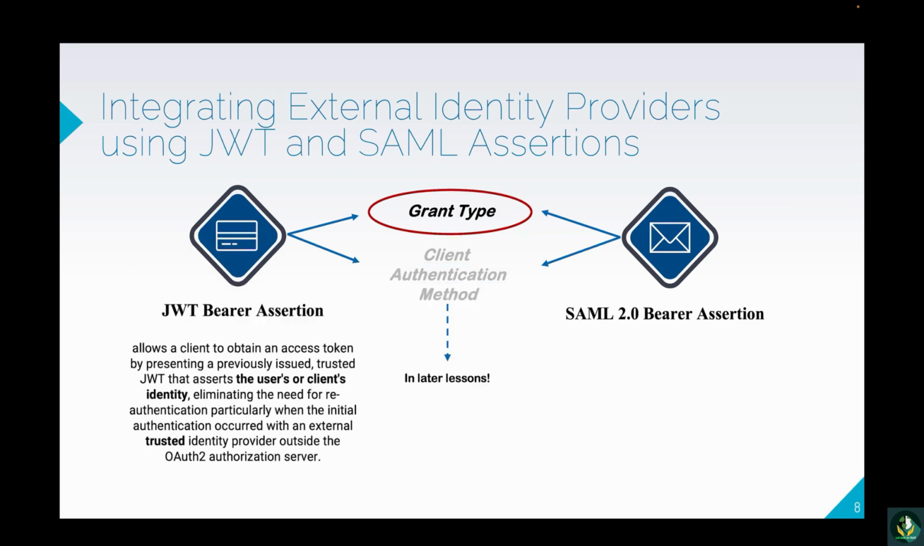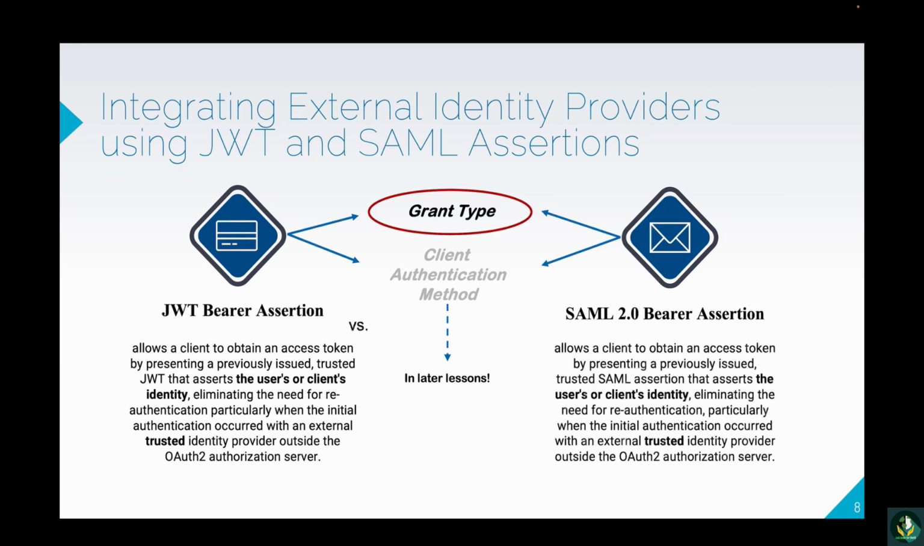In simple terms, the JWT bearer assertion flow allows a client to obtain an access token by presenting a previously issued trusted JWT that asserts the user's or client's identity, eliminating the need for re-authentication. The SAML2 bearer assertion flow works similarly, but instead of a JWT, it uses a SAML assertion. The key point here is that the identity provider must be trusted by the OAuth 2 authorization server.